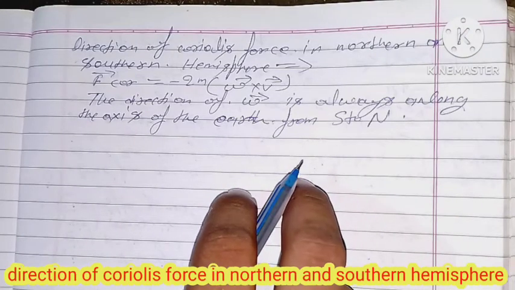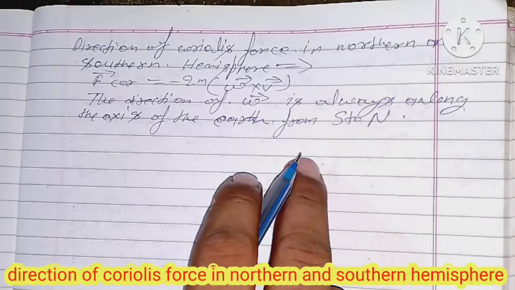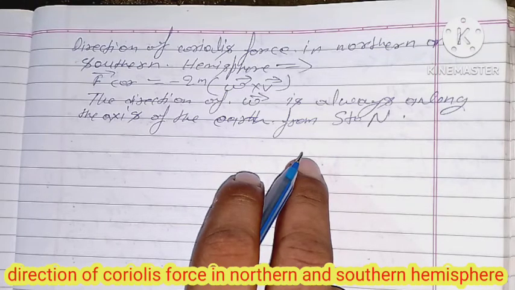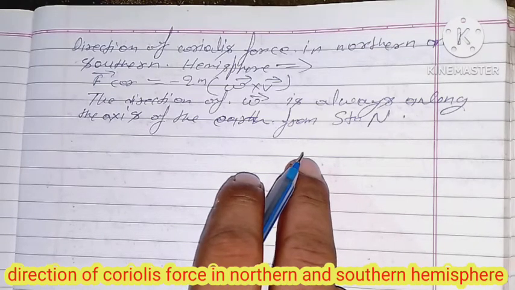In the northern hemisphere, if a body is moving towards north, along the plus y-axis, application of the rule for the direction of the vector product of two vectors indicates that this force will act towards the east, along the x-axis. On the other hand, if the body is moving towards south, along the y-axis, the Coriolis force will act towards the west.